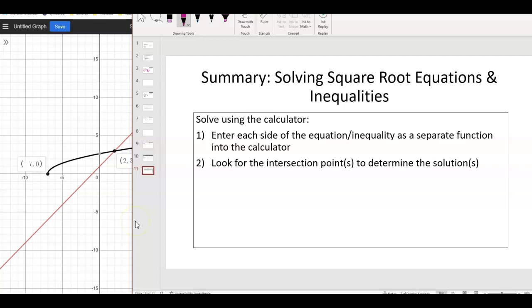So you can solve square root equations and inequalities using your calculator by entering each side of the equation or inequality as a separate function into the calculator. Then you're going to look for the intersection points to determine the solutions. Remember to always go back and check to see if you have any extraneous solutions.